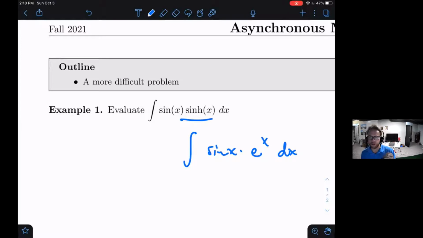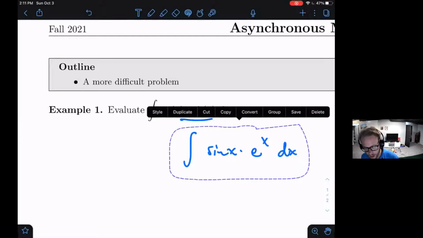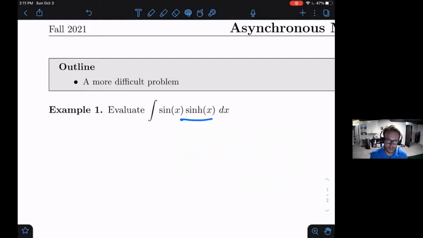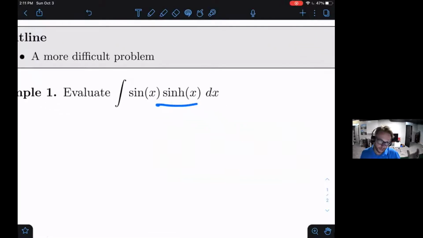But again, if you're trying to apply your LIATE or ILATE, this trick for remembering what should be u and what should be dv, then you can think of this as an exponential, right? The hyperbolic sines and hyperbolic cosines are really exponentials there. Okay, so with that out of the way, why don't we get to it? I'm going to try to integrate this, and well, I already spoiled it, integration by parts is going to be the technique.